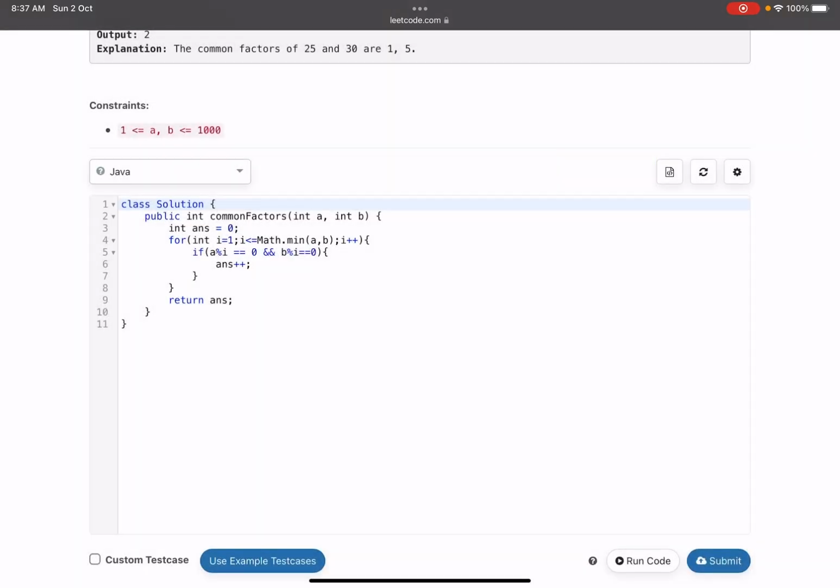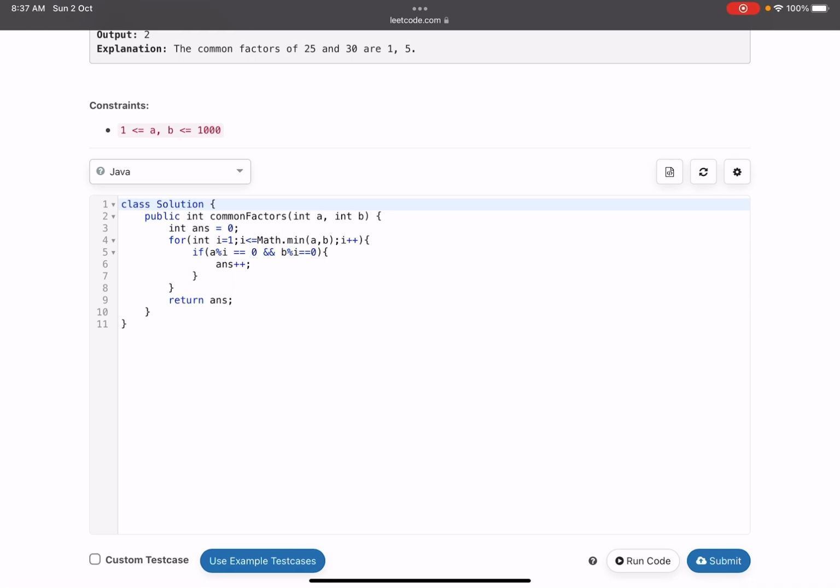What I've done, we have taken a variable answer equal to 0, and on line number 4 we are running a loop from 1 to Math.min of a and b, because obviously if there are two numbers, then the maximum common factor that we can have will be equal to the minimum of a and b, right?